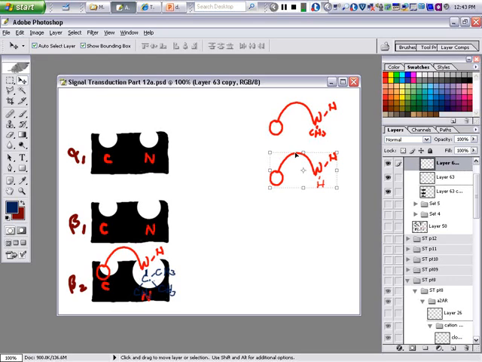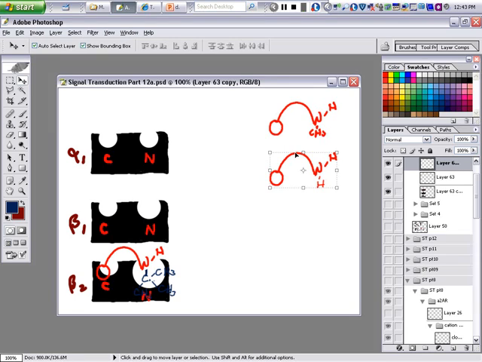Under what circumstances, under what situation, well first, where's the beta 1 receptor found? Primarily, the heart. Okay? And so is it a stimulatory receptor or an inhibitory receptor? Stimulatory. Very good, very good.